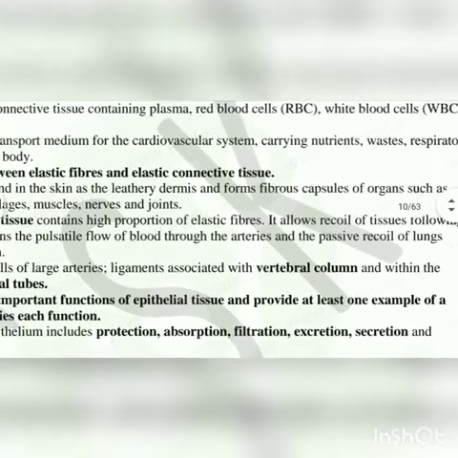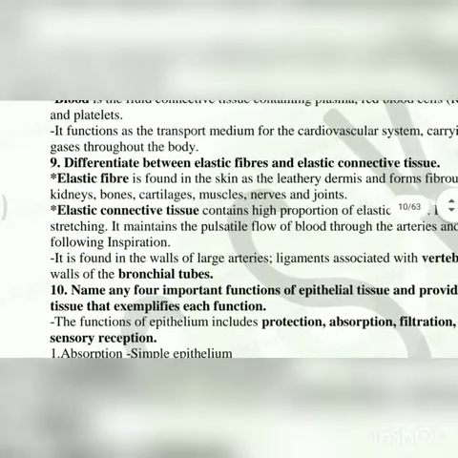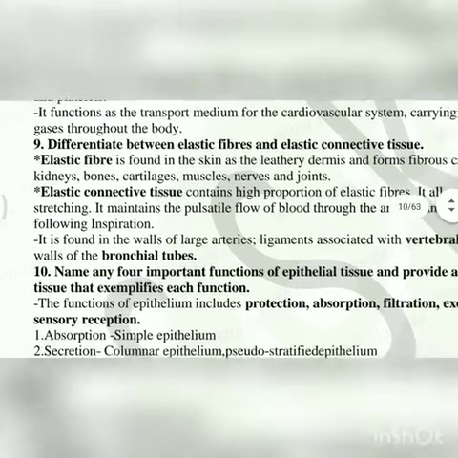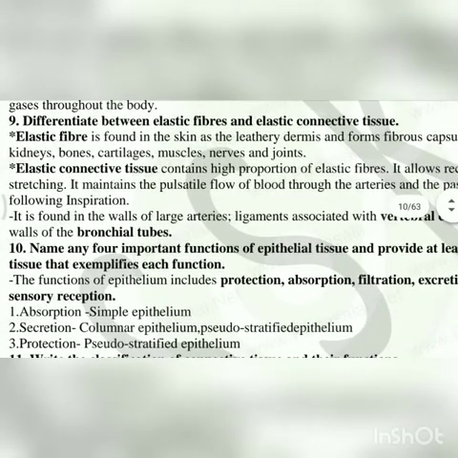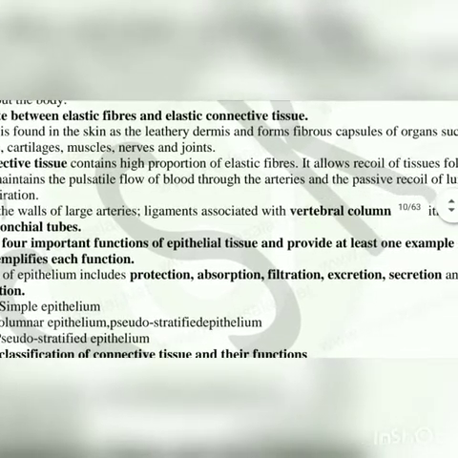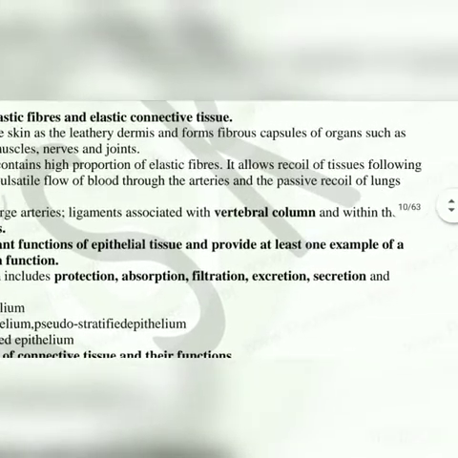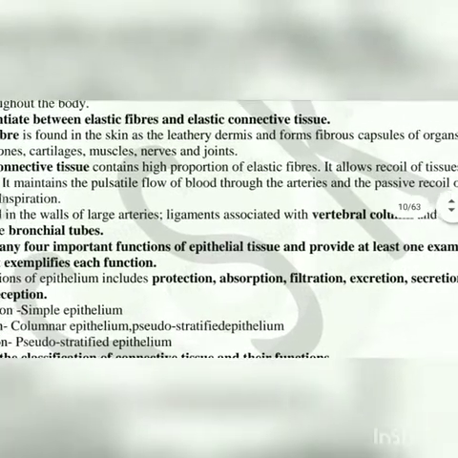Elastic fiber is a fiber. So it is found in the skin as a leathery dermis. It is leather-like, it can extend a little. Okay, and forms the fibrous capsule. Fibrous capsule means the outer covering of the organs such as kidney, bones, cartilage, muscles, nerves, joints. Next one is the elastic connective tissue.